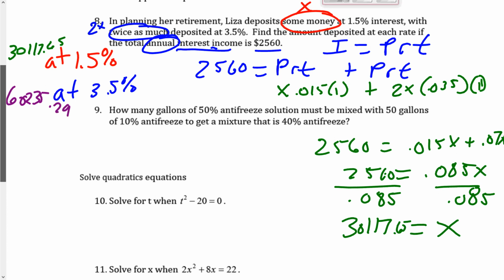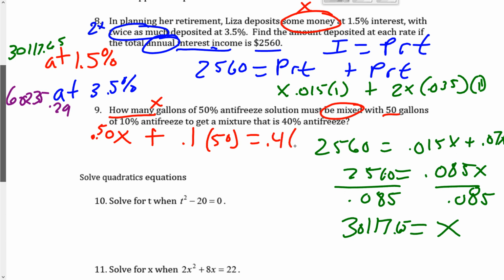All right, the antifreeze problem. We want to pay attention to this and make sure we do a lot of these. It asks how many gallons, so that's the question, right? Of gallons, so that will be our variable, of 50% solution. So that's 0.50 times x. And we're going to be mixing with, well, that's addition, so I'm going to add 50 gallons of 10%. So that's 0.1 times 50 gallons. And that's going to give us a total of 40% mixture.